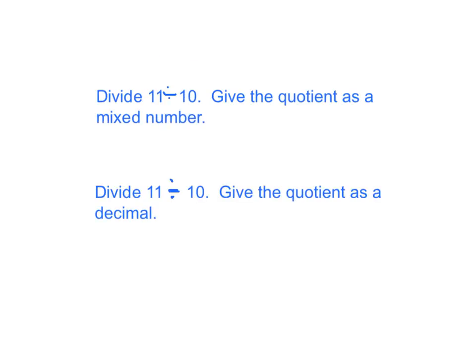Here are two more problems I want you to try. Divide 11 divided by 10 and give the quotient as a mixed number, and divide 11 divided by 10 and give the quotient as a decimal. Good luck. I hope this video helped you, and don't be afraid of listening to what the problem is asking you for. Quotient as a mixed number, quotient as a decimal, fractions, decimals, they all mean the same thing as long as you know how to work them out.